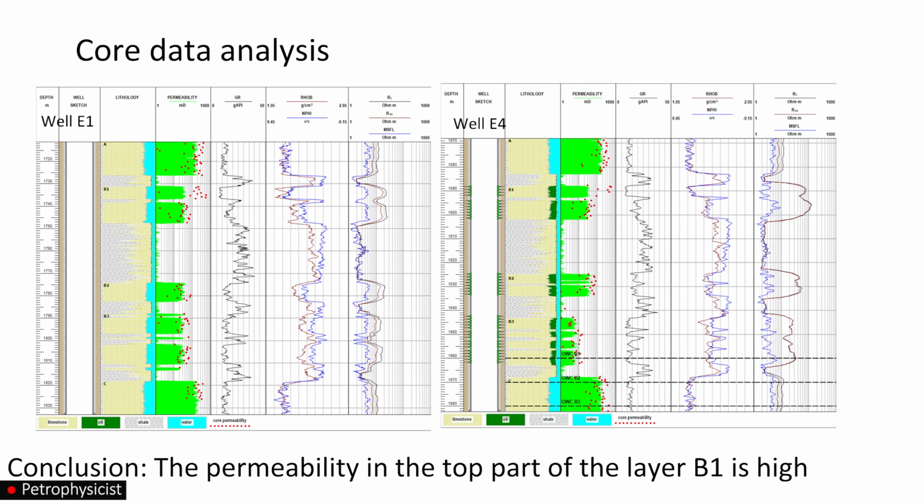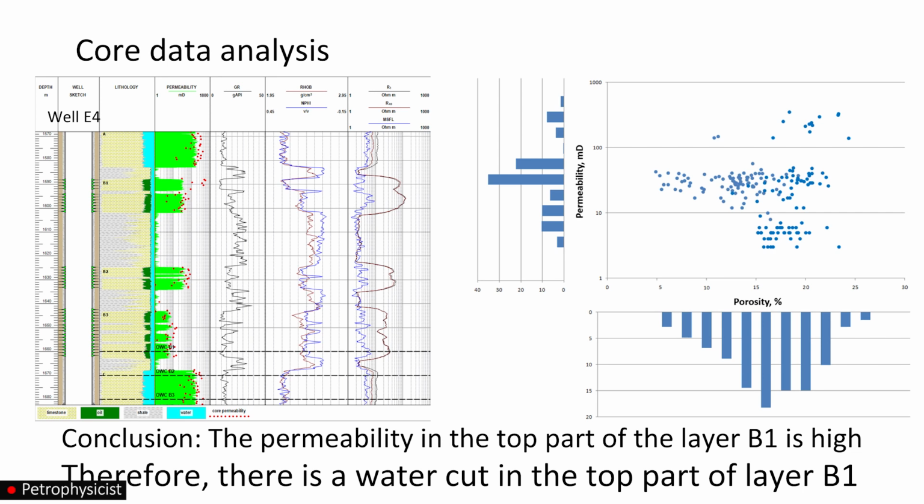The most promising wells are E1 and E4, where the cores were taken, and there is evidence that in the upper part of the formation B1, there is a layer with high permeability. In the well E4, the core data was analyzed. 3 zones with a permeability of less than 10 millidarcy, about 50–60 millidarcy, and a zone with an abnormal permeability, which is somewhere in the order of 300 to 500 millidarcy, are distinguished.